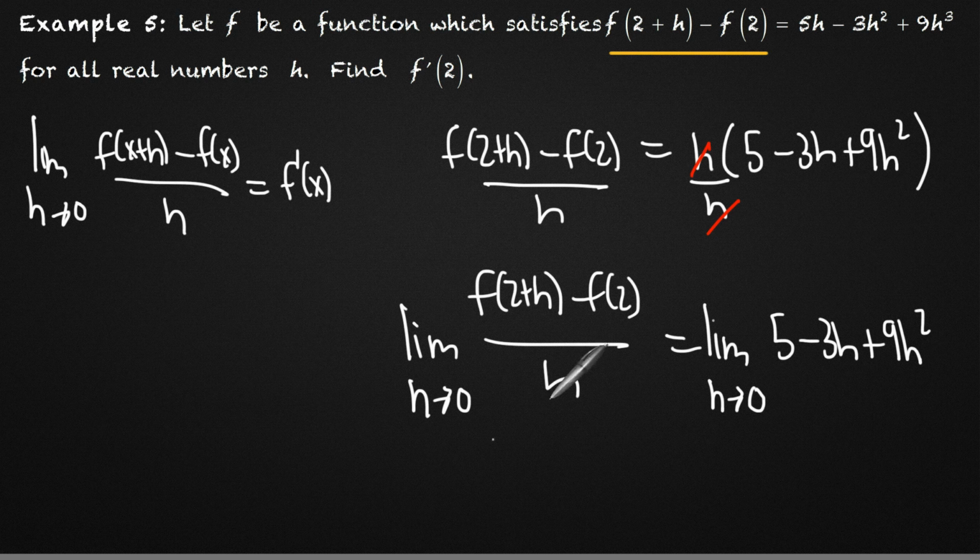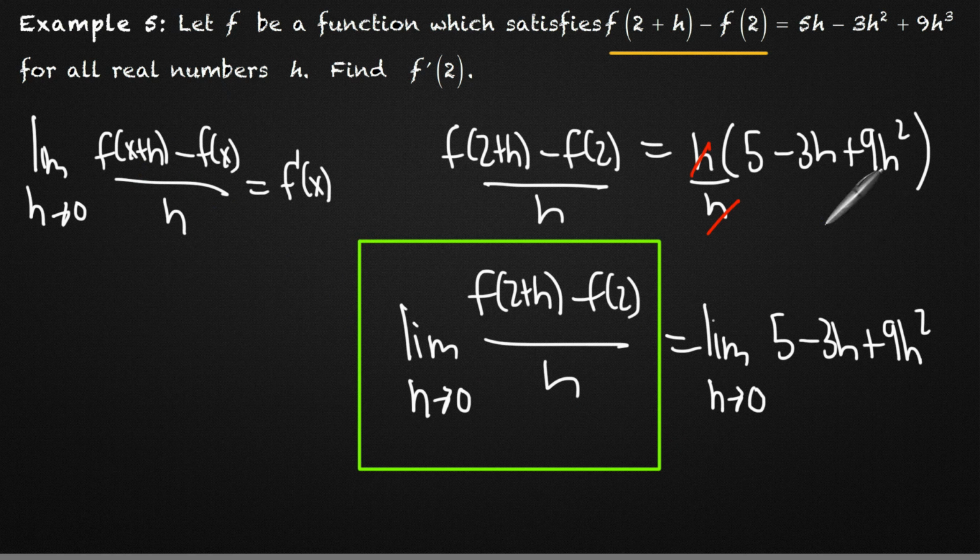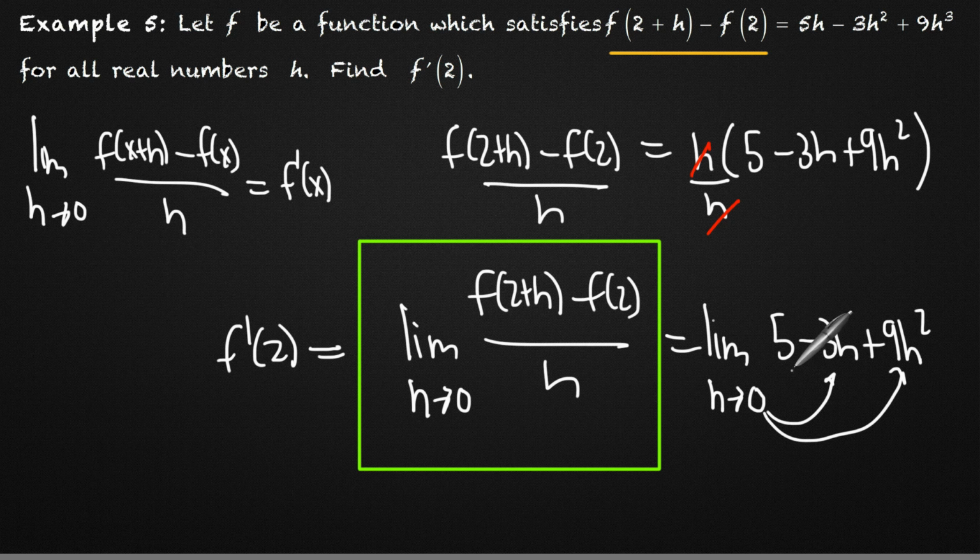So this whole side right here that I'm going to box in, according to this definition, is equal to f prime. It's actually equal to f prime of 2. Here, we're going to evaluate this side by plugging 0 into our h's, and we end up getting 5. So we can conclude that f prime of 2 is equal to 5.